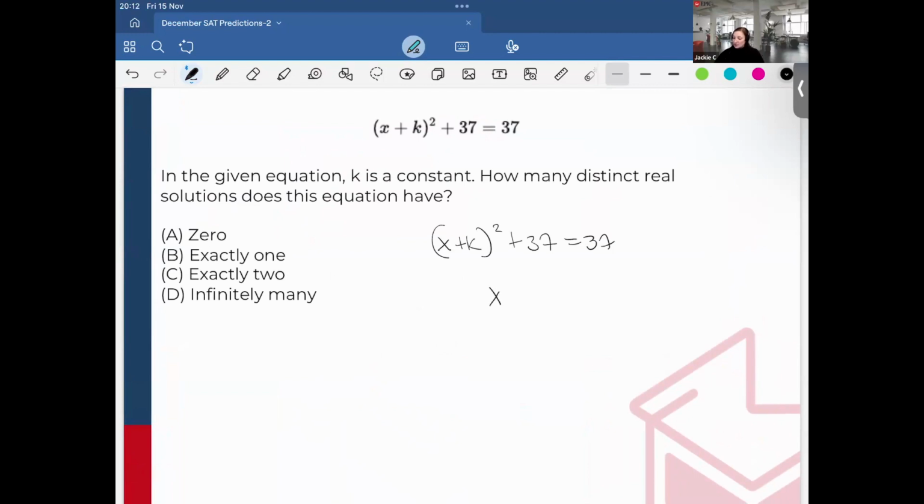So first I could just subtract 37 from each side, which is 0. Then I can take the square root. The square root of 0 is 0. So I get that x plus k is equal to 0. And therefore, x would be equal to negative k, which I don't have to know what the value of k is. I know it's a constant, but that's going to be my one solution. And therefore, it has exactly one solution.